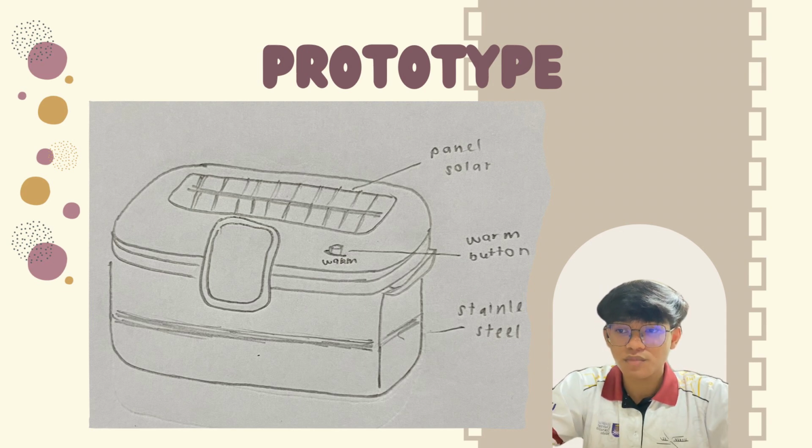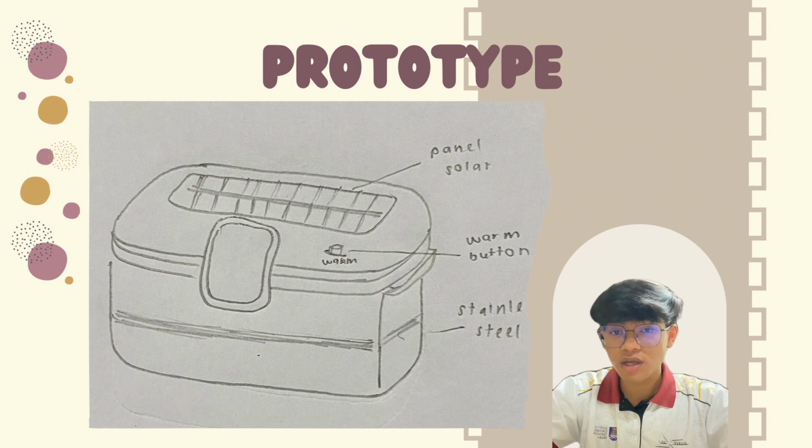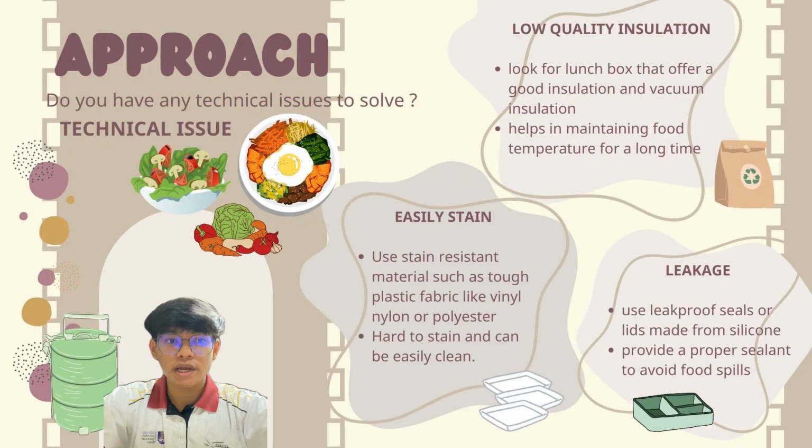So in this lunchbox, there are 2 compartments, the top and also the bottom. In the top we put 3 compartments, 3 sections. That's why we put many compartments, because we want students to be able to put a lot of food in there. Right, for the next slide is: do you have any technical issues to solve?